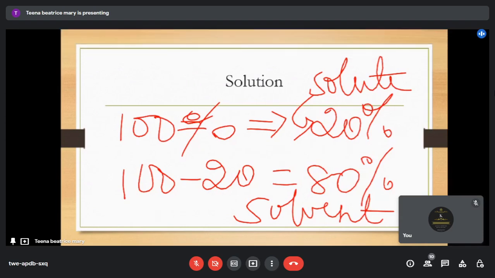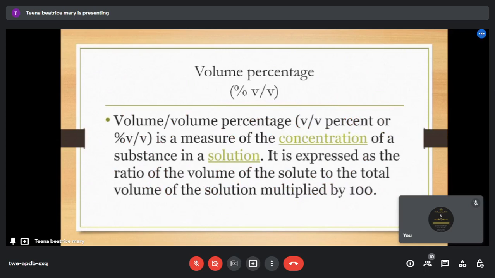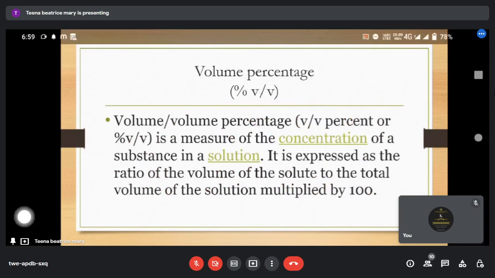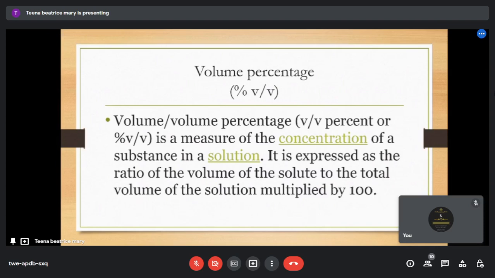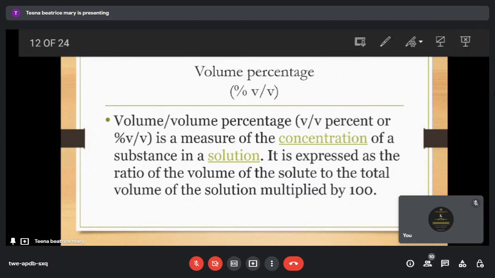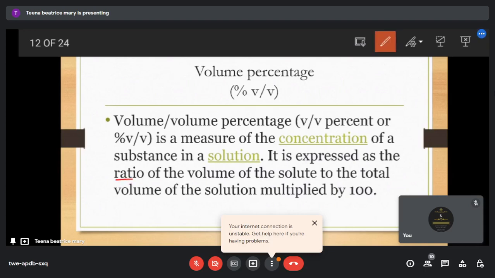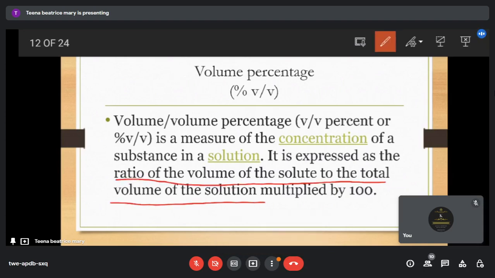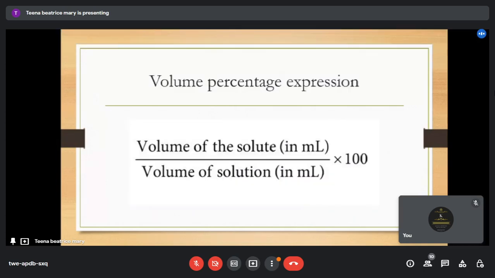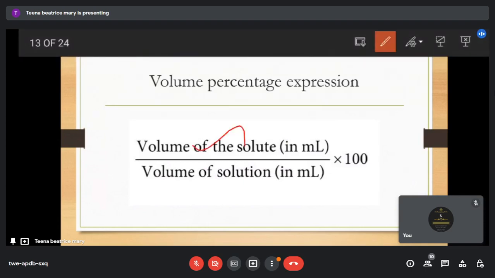Hope everyone completed solving this. Next, volume percentage. Mass percentage is given in grams, and here volume is given in liter or ml. Volume percentage is the concentration of a substance, expressed as a ratio of the volume of solute to the total volume of solution, multiplied by 100. The formula is volume of solute divided by volume of solution, both in ml, into 100. If it is in liter, you have to convert.